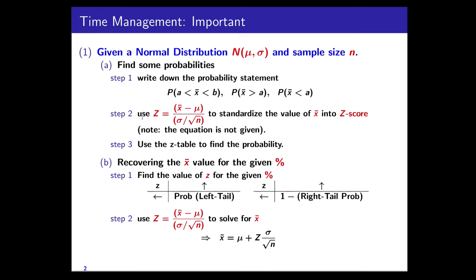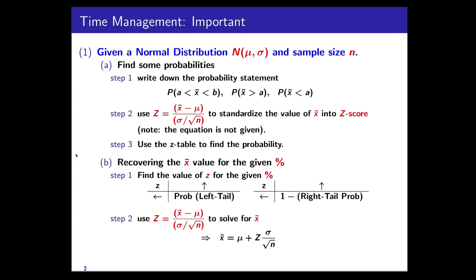Step number 2, we use this z-score formula to standardize the value of X bar into a z-score. The equation will be z equal to X bar minus mean mu over sigma over square root of n. Note, the equation is not given, so you need to memorize it. And then step number 3, you're going to use the z-table to find the probability.